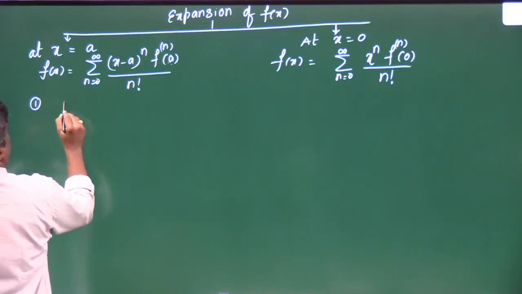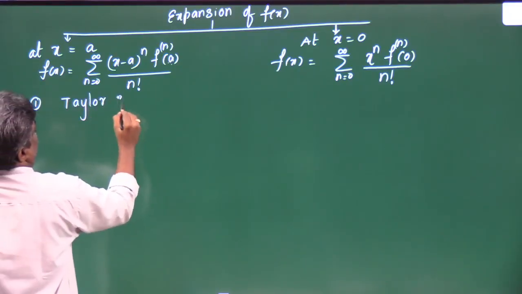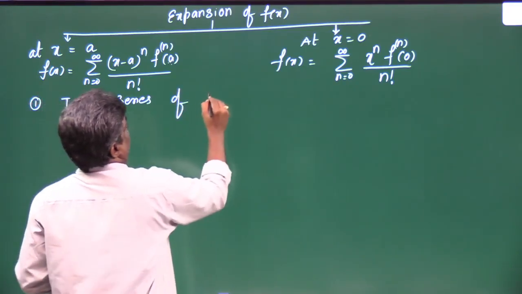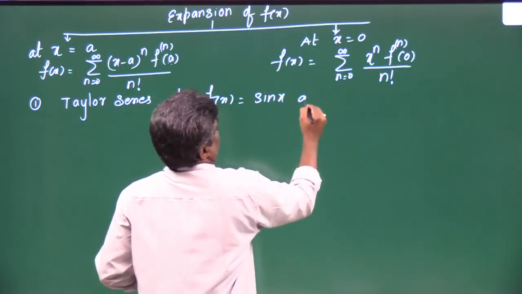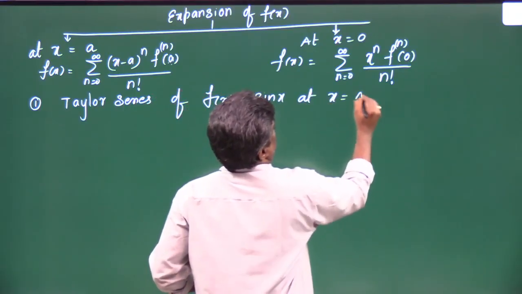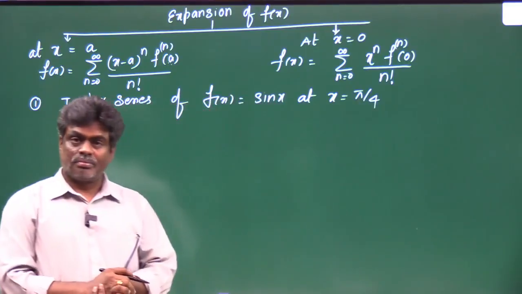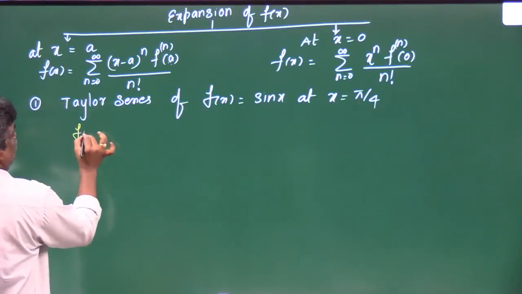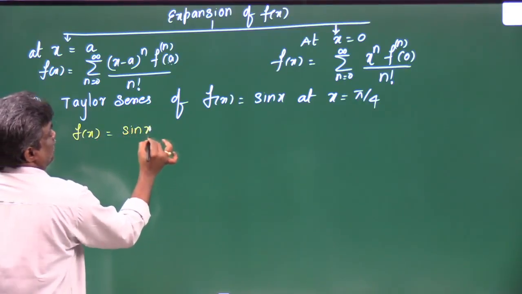I would like to find the Taylor series of, let me take one problem. I want to find a Taylor series of f of x equal to sin x at x equal to pi by 4. Are you ready? So very simple. First take the given function f of x is equal to sin x.